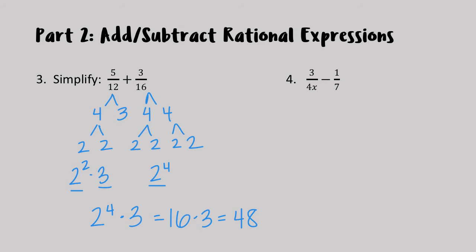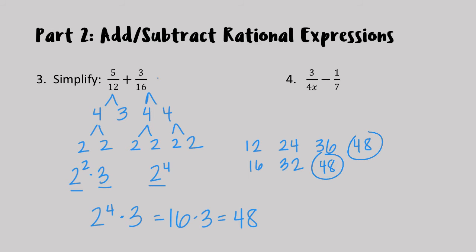Another way to do that is to just try to think of multiples of 12. So 12 times 1 is 12, 12 times 2 is 24, 12 times 3 is 36, 12 times 4 is 48, and so on. And then try to think of multiples of 16. So 16 times 1 is 16, 16 times 2 is 32, 16 times 3 is 48, and then say, hey, these are in common, so 48 is my common denominator.